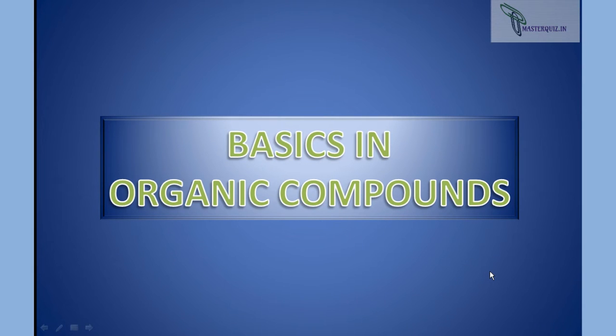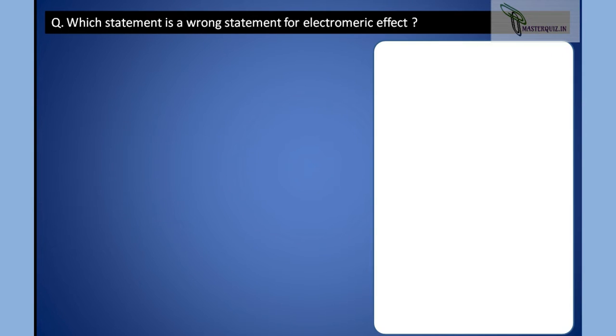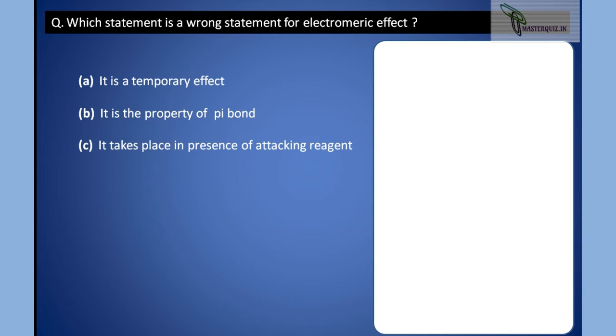Today we discuss the basics in organic compounds. There are some multiple choice questions I explain here. The first question is, which statement is the wrong statement for electromeric effect? The options are: it is a temporary effect, it is a property of pi bond, it takes place in presence of attacking reagent, and none of these.